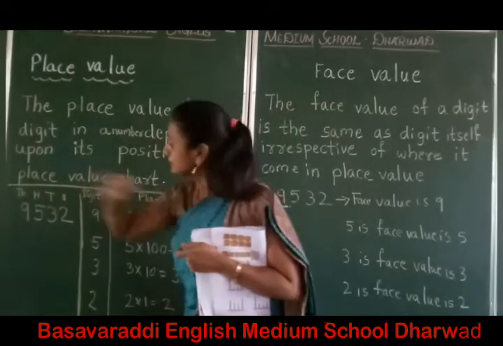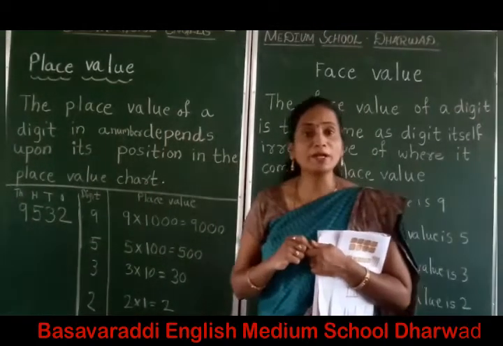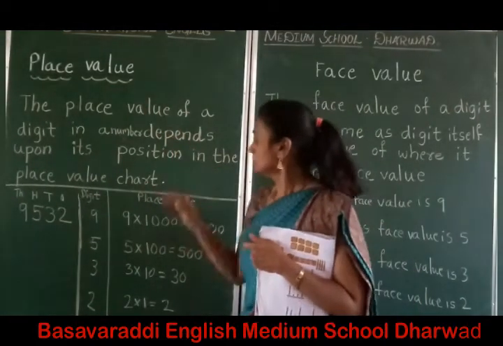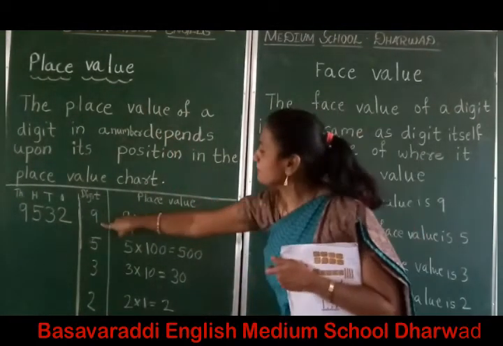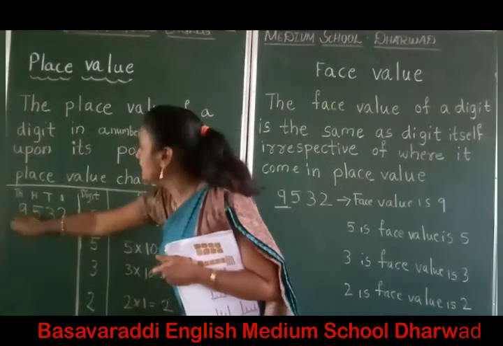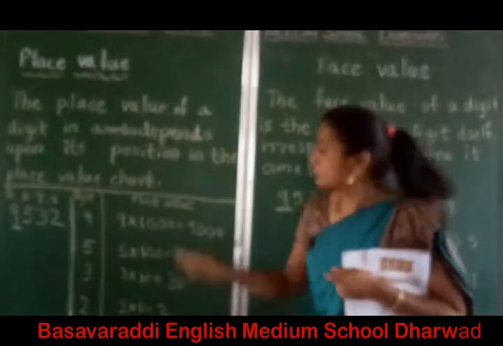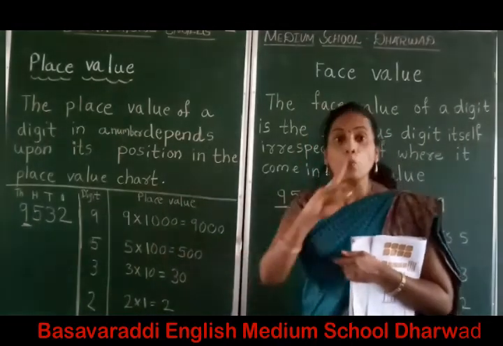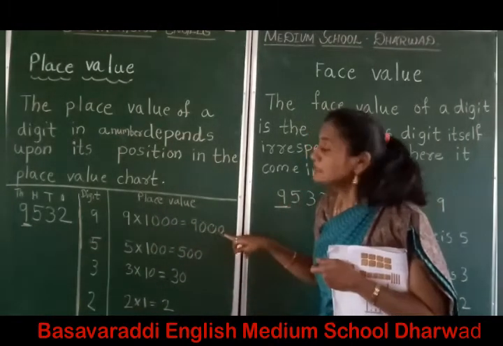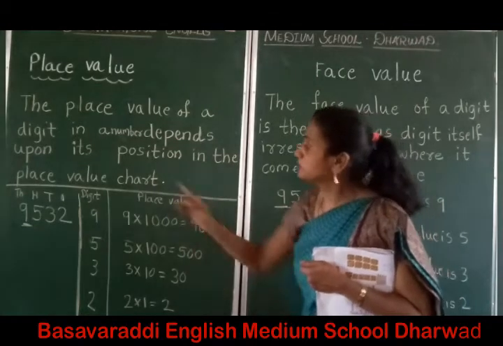is a 1000 plus 9. So what we are doing? That is a place value. So place value. 9 means what? This is the 9. So it is which place? 1000 place. What we are doing? We have to multiply 1000. That is a 9000.